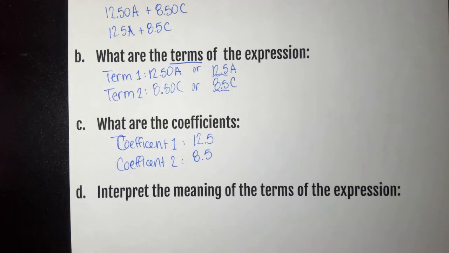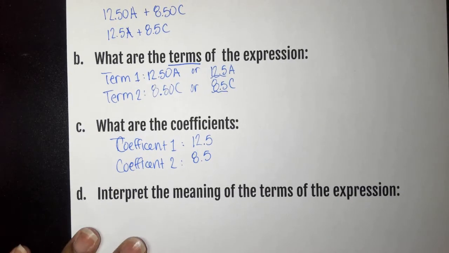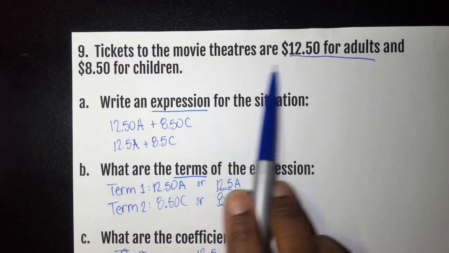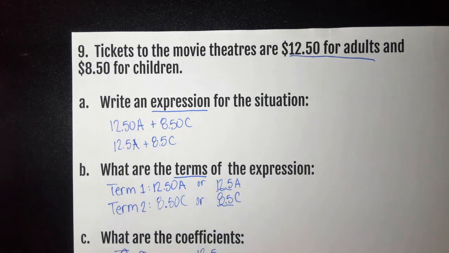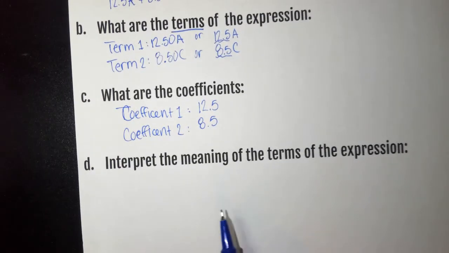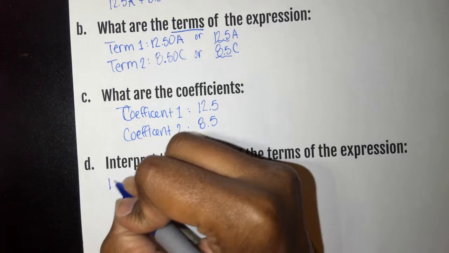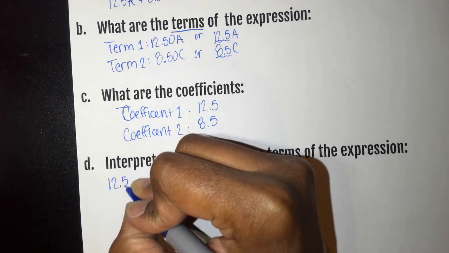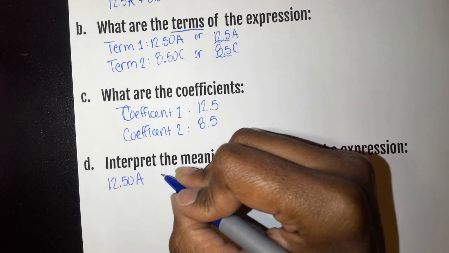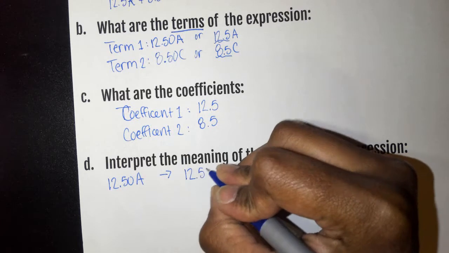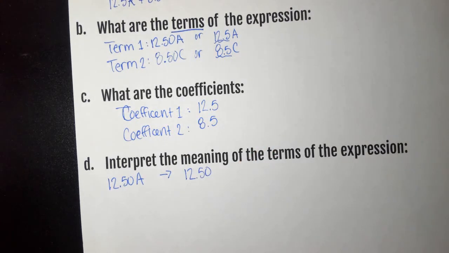And then last, it wants us to interpret the meaning of that expression. Well, let's reread it. Tickets to the movie theaters are $12.50 for adults and $8.50 for children. So what does that mean? Let's look at our terms, because it's asking us to interpret the meanings of our terms. Our first term was 12.50A. Well, that 12.50 is the cost of an adult movie ticket.